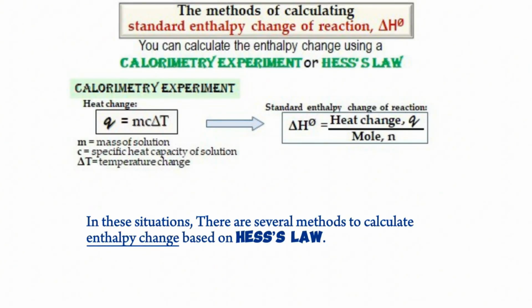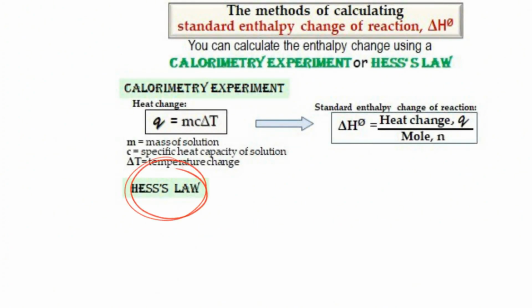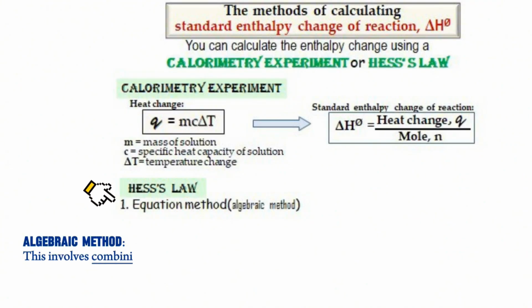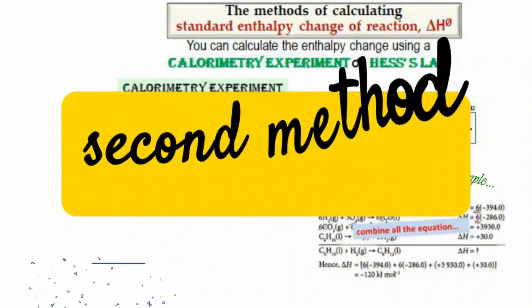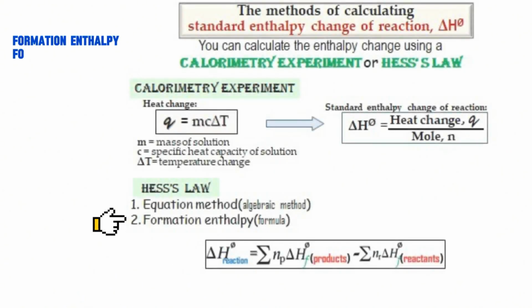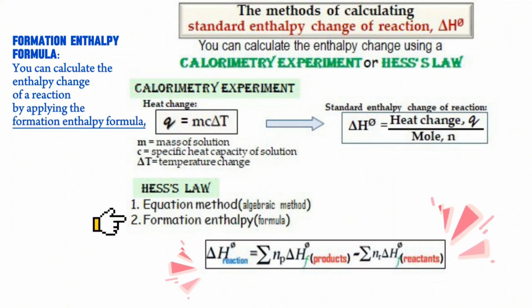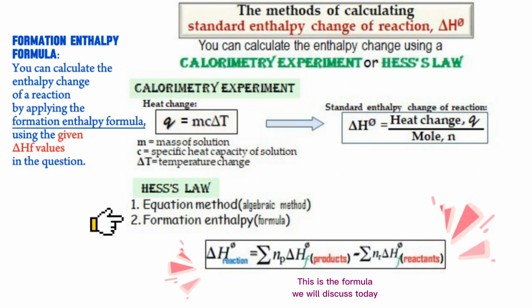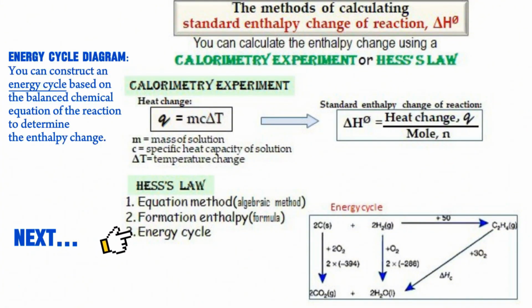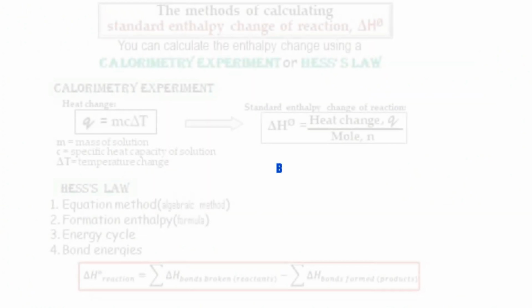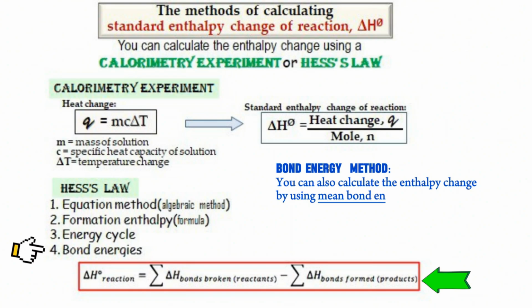In these situations, there are several methods to calculate enthalpy change based on Hess's law. You may use the algebraic method. You may apply the enthalpy of formation formula. Lastly, you can calculate the enthalpy change by using the bond energy method.